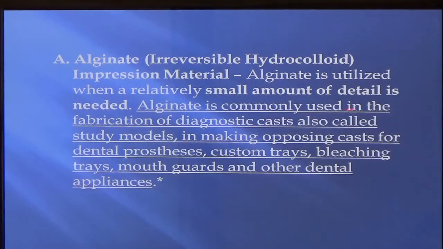So the alginate is commonly used in fabrication of diagnostic casts, also study models, and making opposing casts for dental prosthesis, custom trays, bleaching trays, mouth guards, and other dental appliances. I don't need too much accuracy. I just need a model. Okay, so that's when we use alginate.